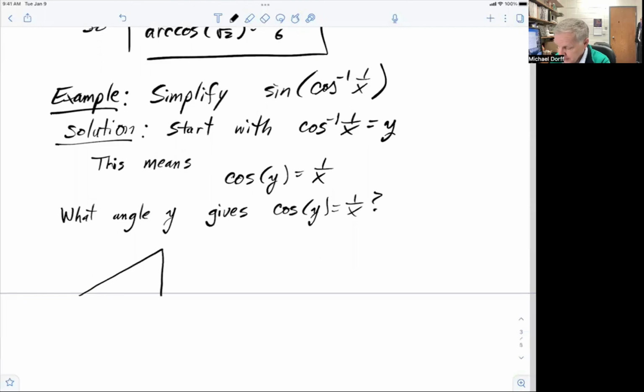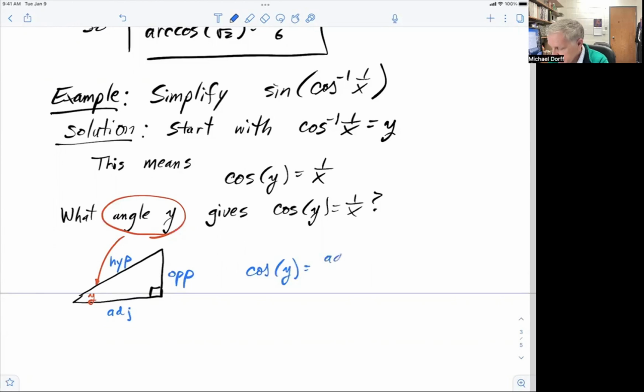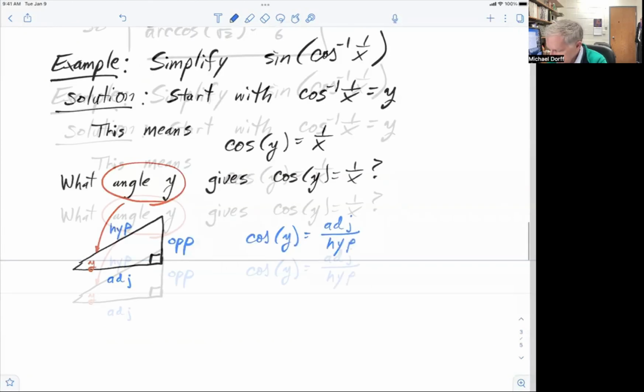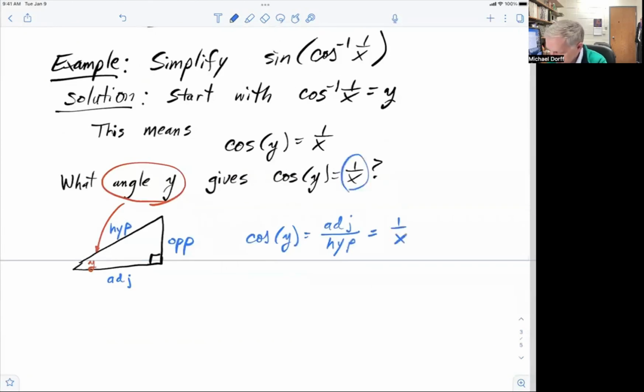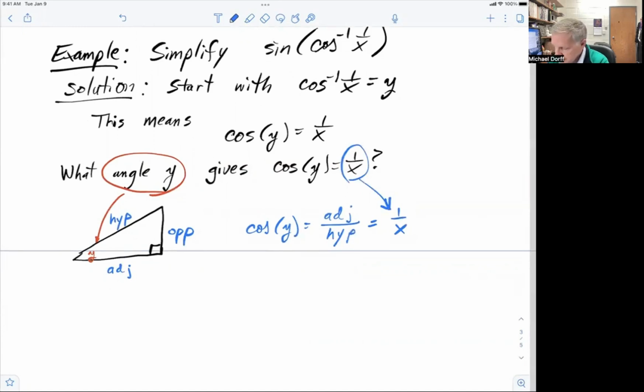So we're going to make a right triangle. And what am I going to let my angle be? Well, the angle is y, as in the letter y. So this is going to be the angle. And what else do we know about right triangles? Well, if that angle is y, this side is known as the adjacent, this is known as the opposite, and this is known as the hypotenuse. And we'll remember that the cosine of the angle is the adjacent side over the hypotenuse. And in this case, that is 1 over x from here. So the adjacent over the hypotenuse is 1 over x.